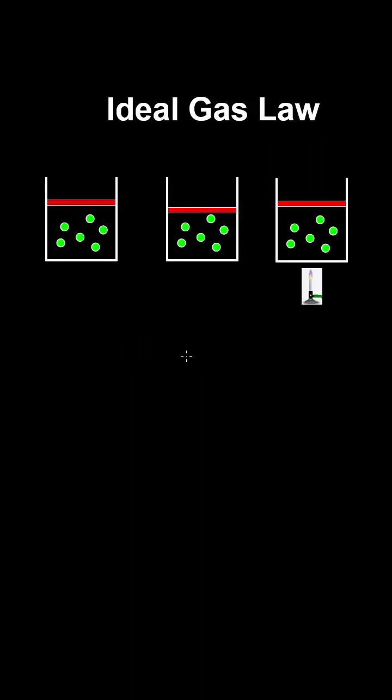The macroscopic properties of an ideal gas can be related through the ideal gas law, which states that the pressure and volume of a gas is equal to the number of moles by the universal gas constant by the temperature. And we'll explain what an ideal gas is when we look at kinetic molecular theory.